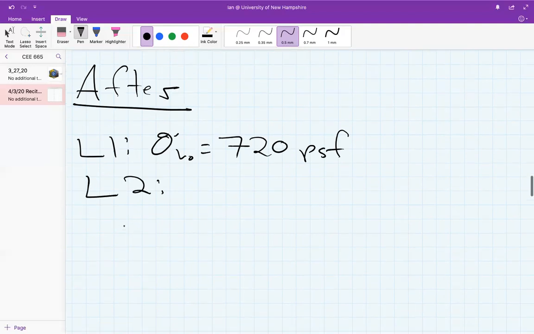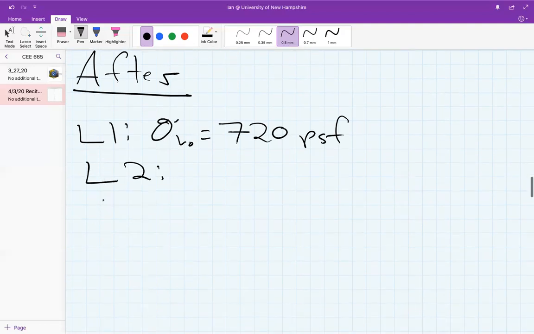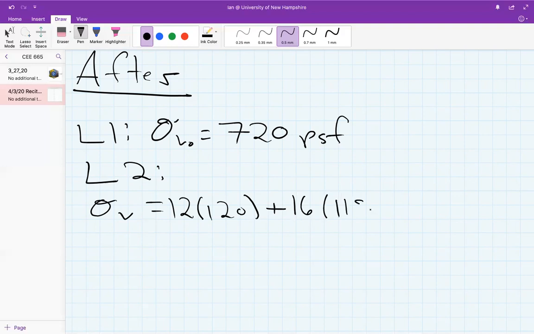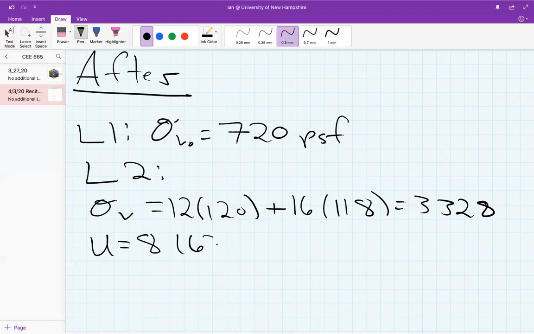So let's start with determining the total stress. So we got 12 feet times 120 plus 16 times 118, which equals 3328. Nothing too unusual there, but the pore pressure is going to change. So we got 8 feet times 62.4, which equals 499.2 PSF.